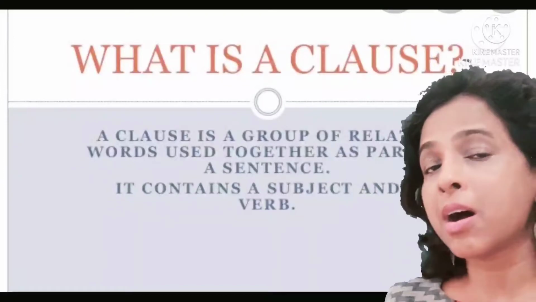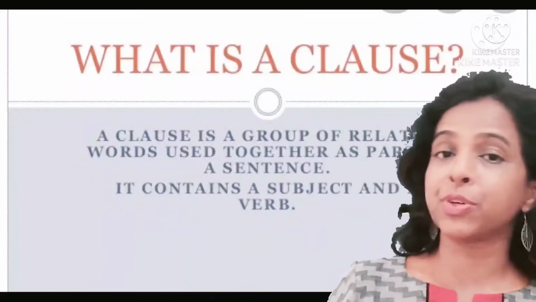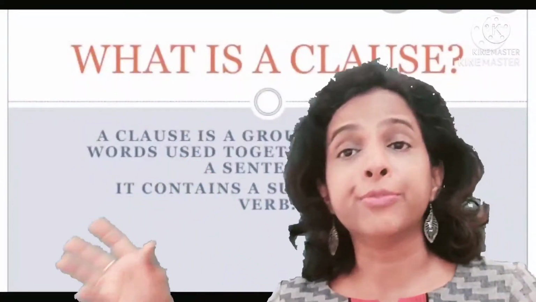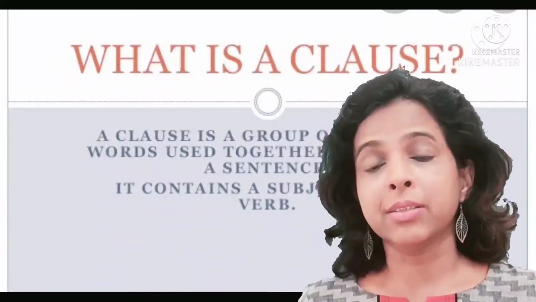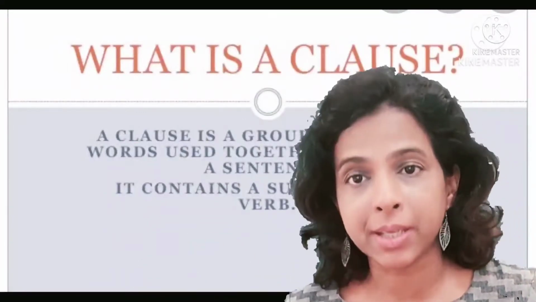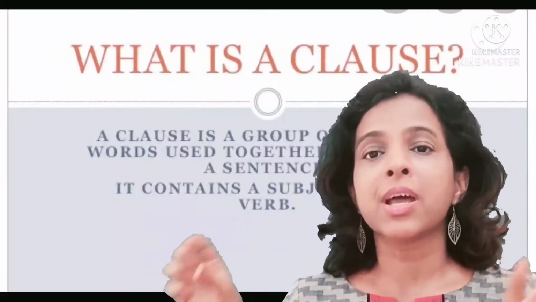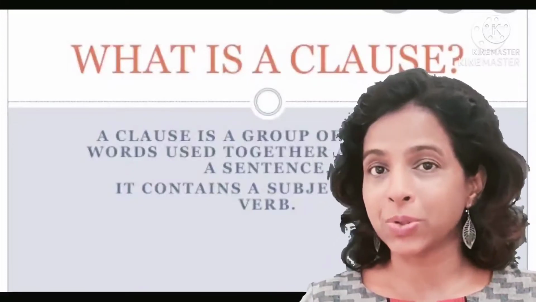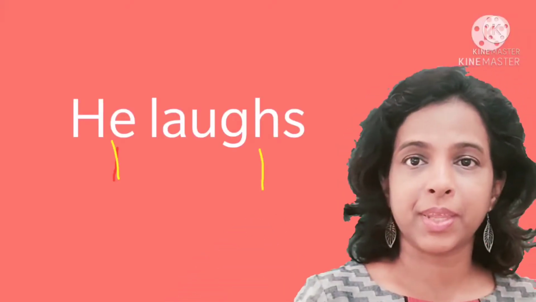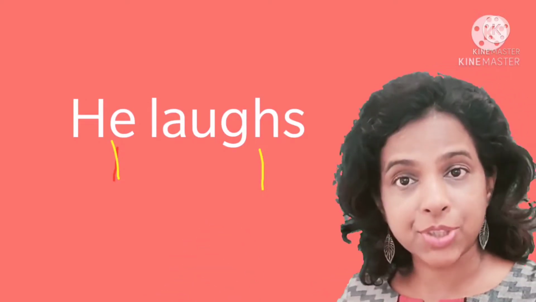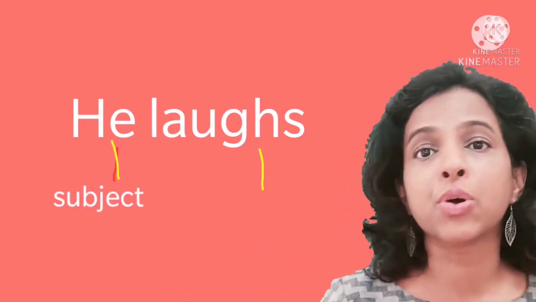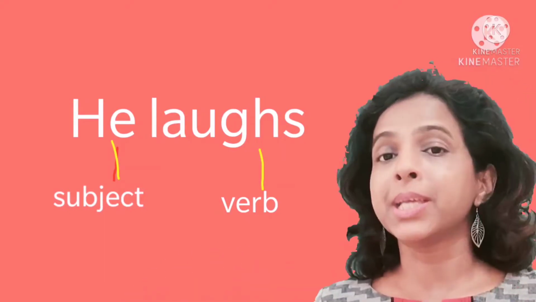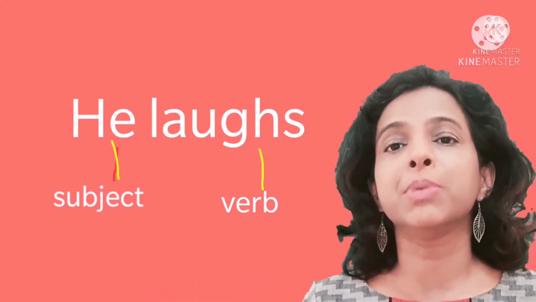Now clauses are actually groups of words which have got a subject and a verb. And not only that, it has to have a meaning. This entire clause has to be very, very meaningful. Then only it is a clause. For example, he laughs. Now, he is your subject and laughs is your verb. And it makes complete sense. It is totally meaningful. So, it is a clause.